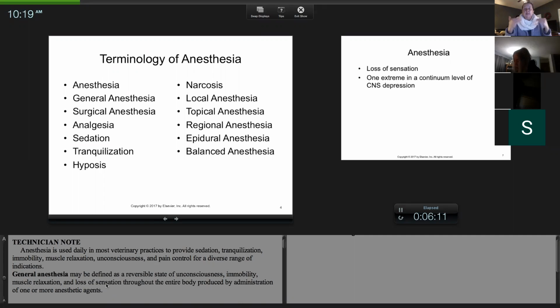So with general anesthesia, when I get into monitoring, we're going to talk about depth of anesthesia. You know, there's light and there's deep, and obviously there's depth. I usually write on a piece of paper, and let me get that out here for a second.